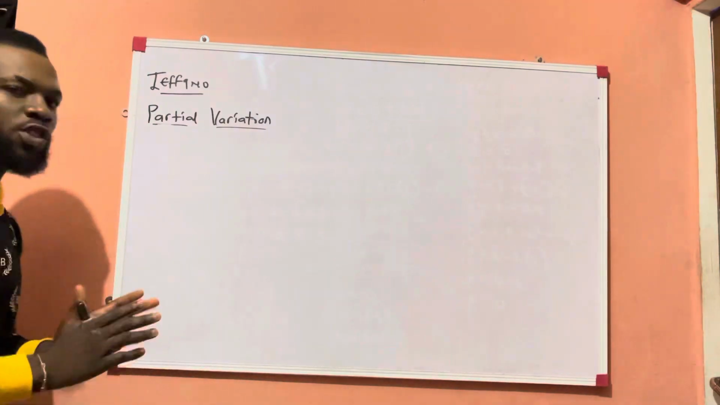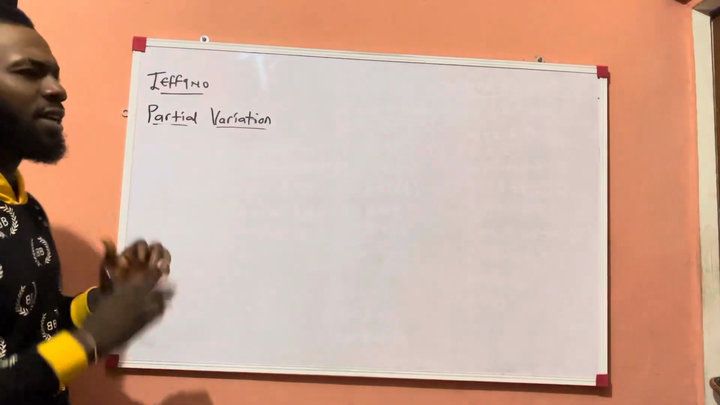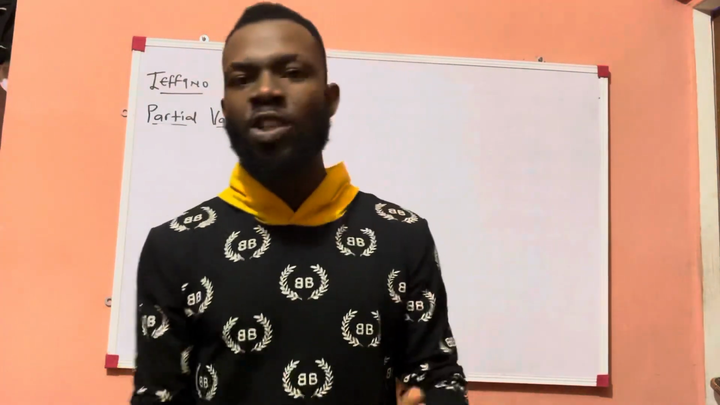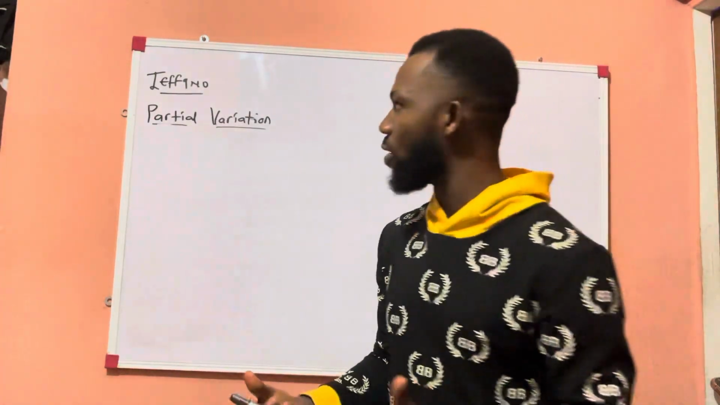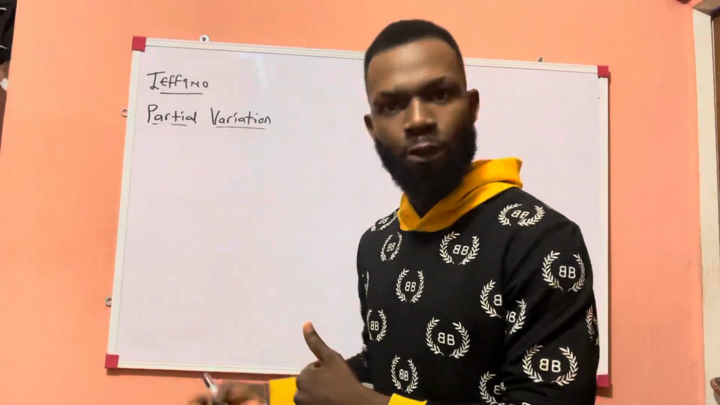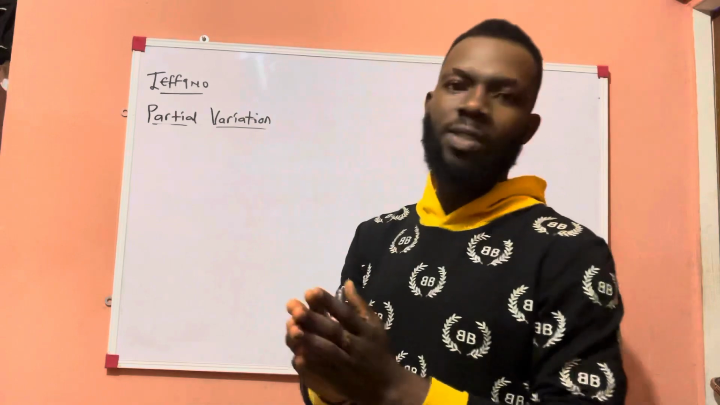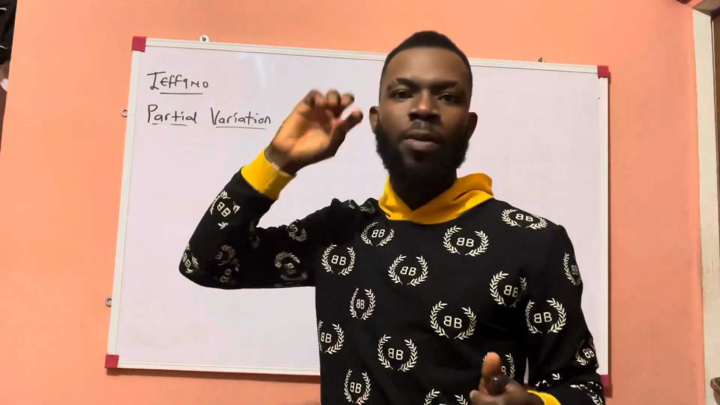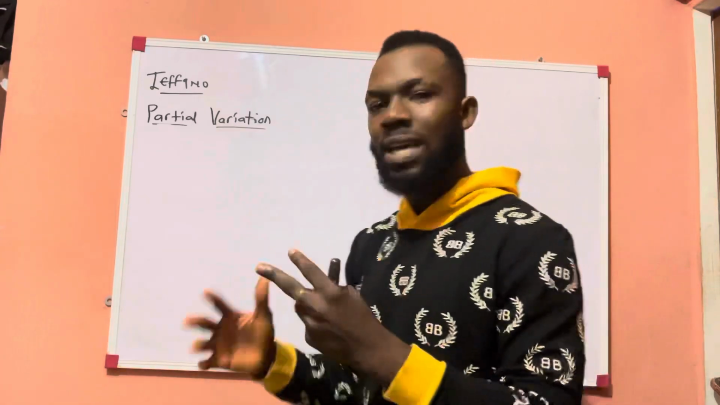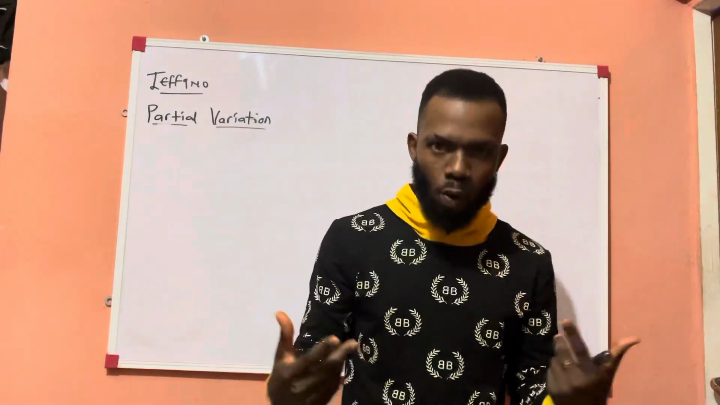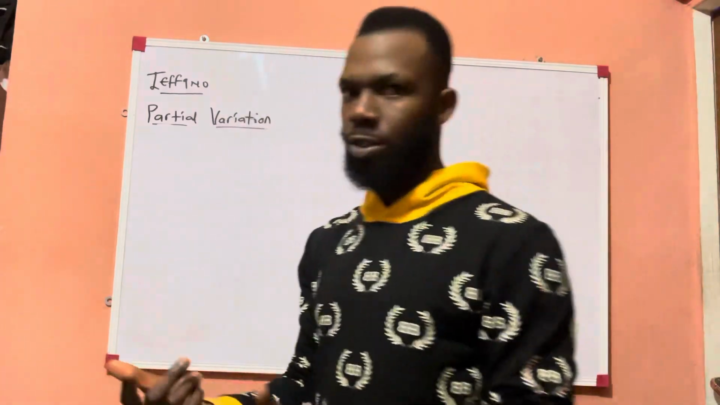The first thing you need to understand about partial variation is that it leads to a simultaneous equation. Why does it lead to a simultaneous equation? It does because it has two constants. You will notice that in our previous types of variation, we only talked about one constant, which is k. But in partial variation, we shall be introducing two constants. And because there are two constants, we need to solve for these values simultaneously. And so, it leads to a simultaneous equation.